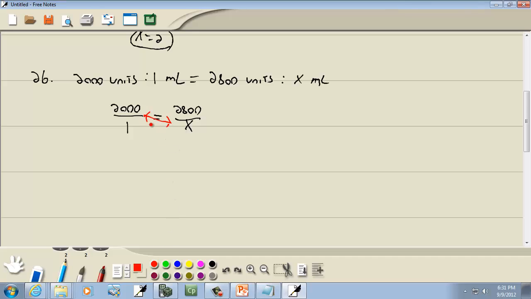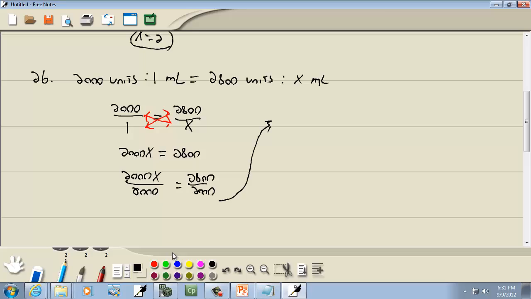I'm going to cross multiply. 2,000 times X is 2,000X. 1 times 2,800 is 2,800. Now we're solving for X. We're going to divide both sides by 2,000. And those 2,000s cancel. And we got X is equal to, and both of these we can drop 2 zeros off the end, and we get 28 over 20, which gives us 14 over 10, which gives us 7 over 5.